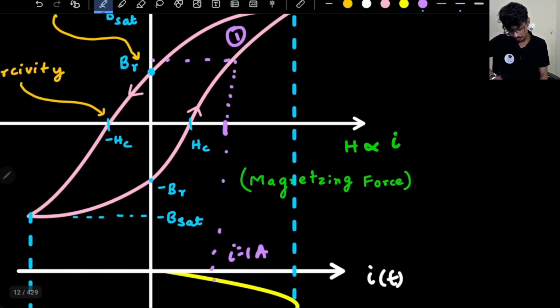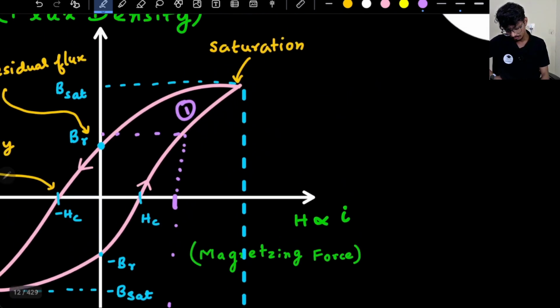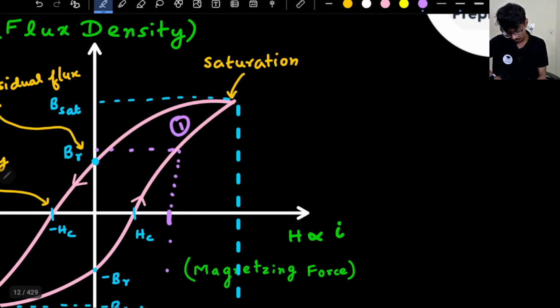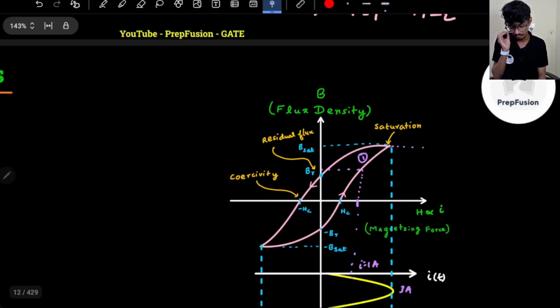Now let's assume that my current magnitude increases very large, say to a peak amplitude of 3 ampere. What happens after this point? My core basically saturates. If I keep on increasing my current, that is, my magnetizing force, the flux density will not actually increase. That is an inherent property of magnetic elements: there is a saturation. Saturation means I keep on increasing my current, but my flux won't increase.